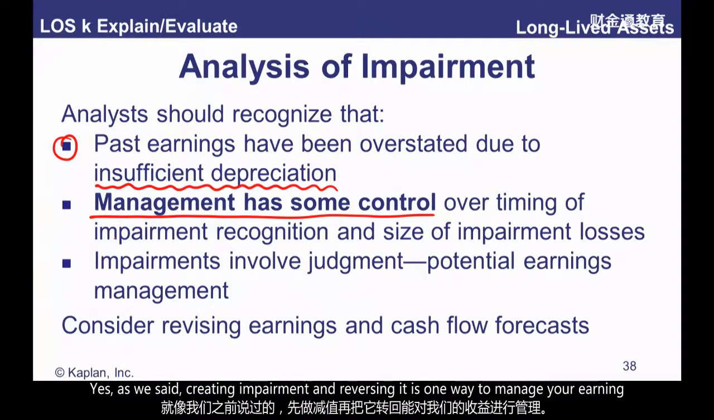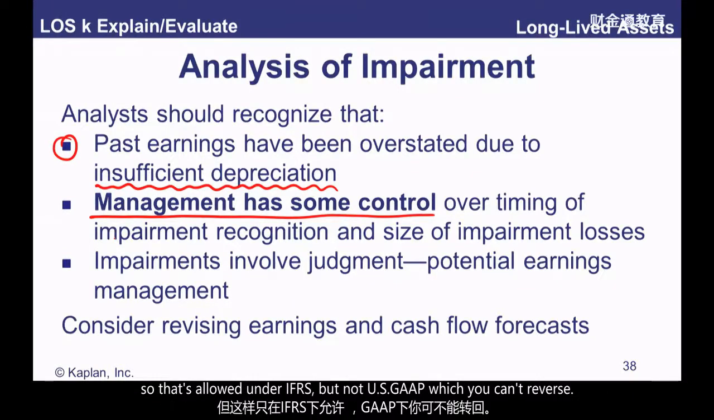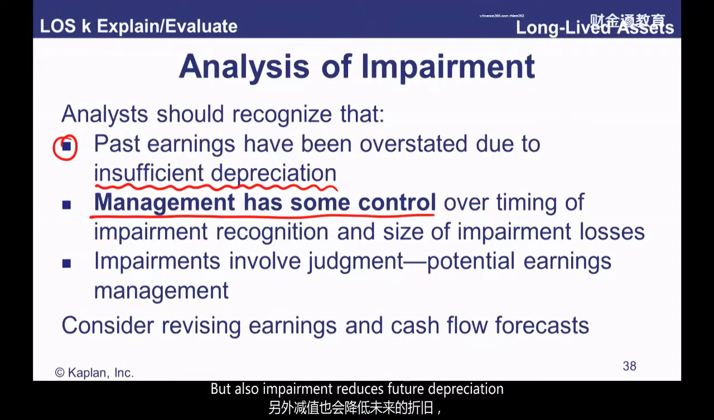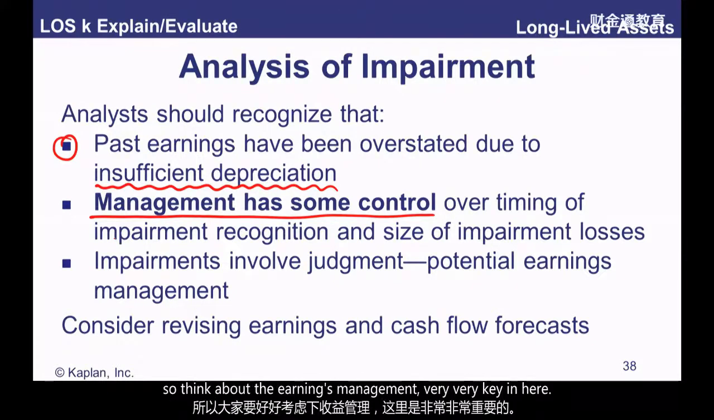Yes, as we said, creating an impairment and reversing it is one way to manage your earnings, and that's allowed under IFRS, but not US GAAP because you can't reverse. But also impairment reduces future depreciation and therefore gives you a boost to your earnings going forward. So think about the earnings management, very, very key in here.